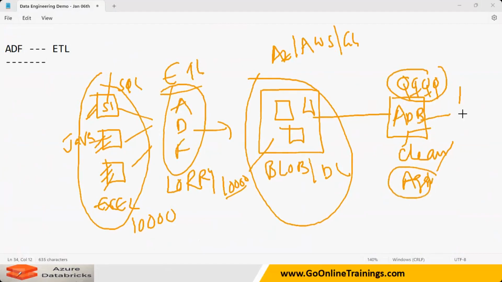And after that, you are going to be storing them. Everything, cleaned data, will be there. This data will be stored and used by the AI or BA teams respectively. Clear? So what is ADF, Azure Data Factory?